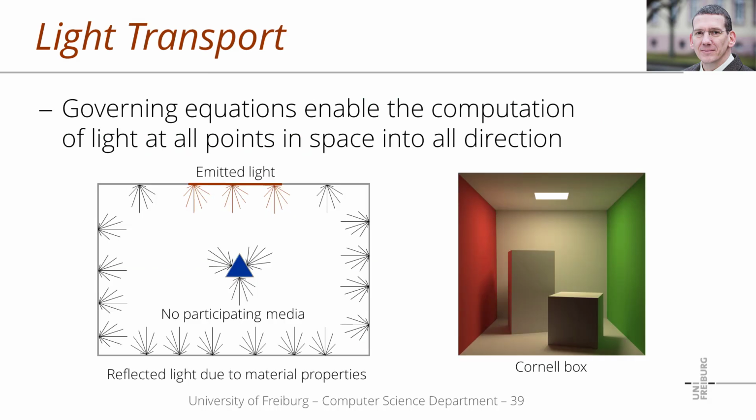The governing equations are very powerful. They can actually be used to compute the entire light transport in a scene. This is illustrated here for the case of a simple scenario where we have two cuboids in a box with a light source. And here we assume that we know everything. We know how much light is generated into which direction by the light source, and we also know the reflection properties of the surfaces. This means we know how much incoming light from any direction is reflected back into the scene in any direction.